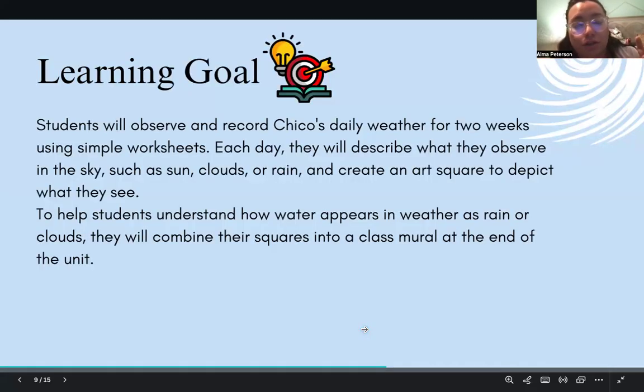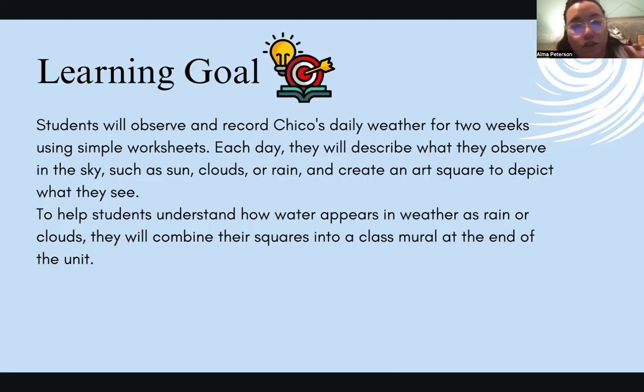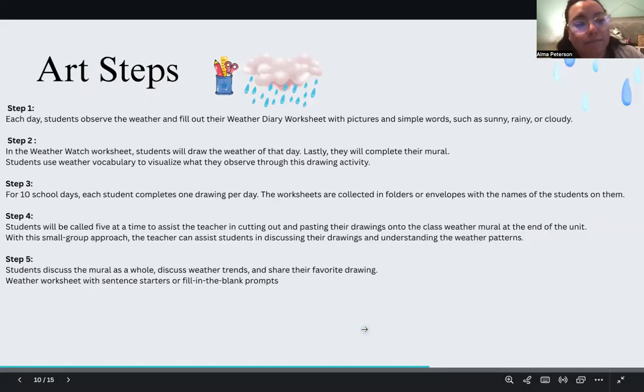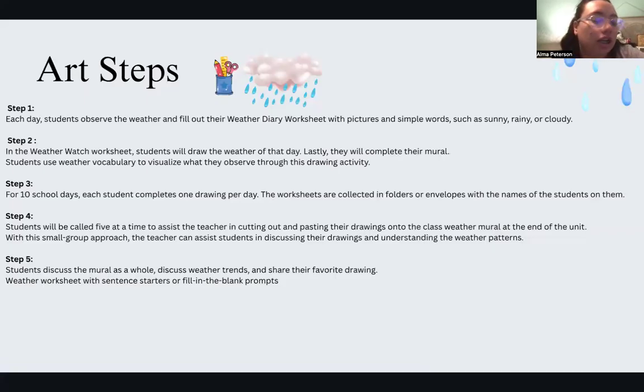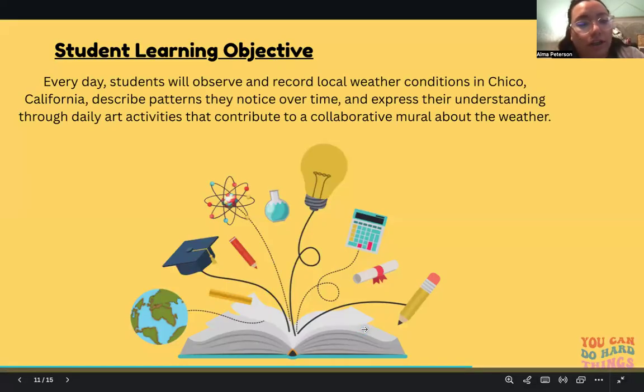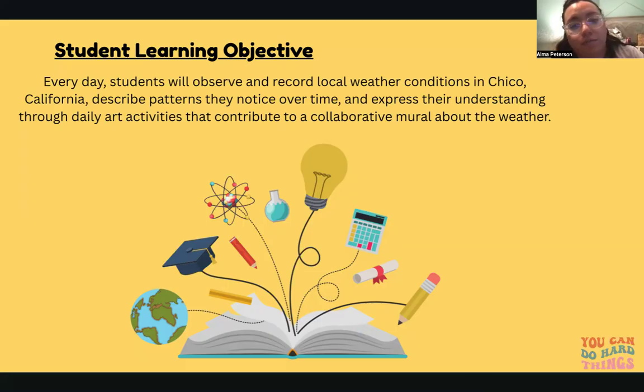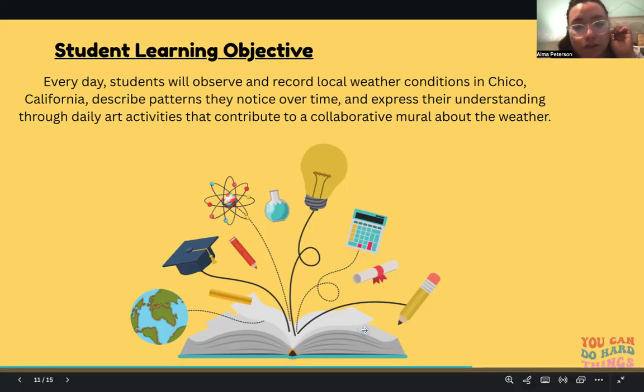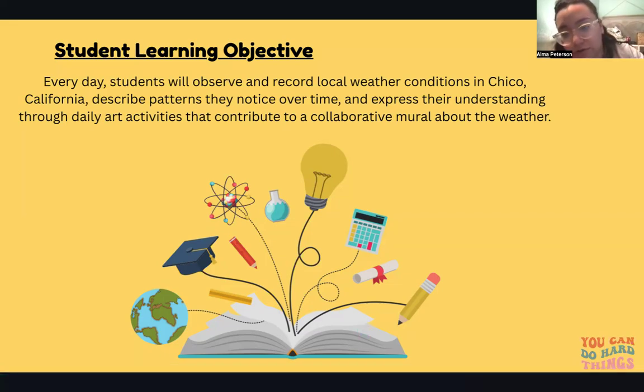Learning goals. Students will observe and record Chico's daily weather for 2 weeks using simple worksheets. Each day they will describe what they observe in the sky, sun, cloud, rain, and draw what they see to help students understand the water and what appears. And here are the art steps. I want the teacher to follow each step throughout the week. Student learning objective: each day, students will observe and record the local weather in Chico, California, to describe what they notice over time and to express their understanding through their daily activity.